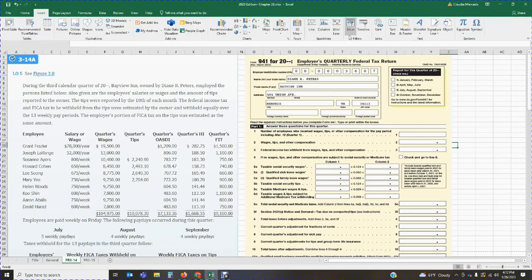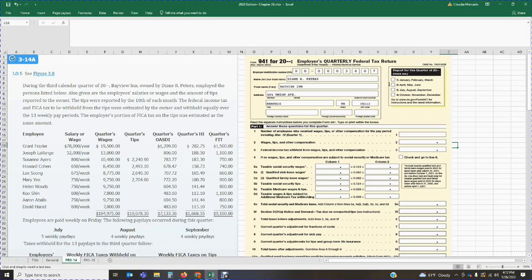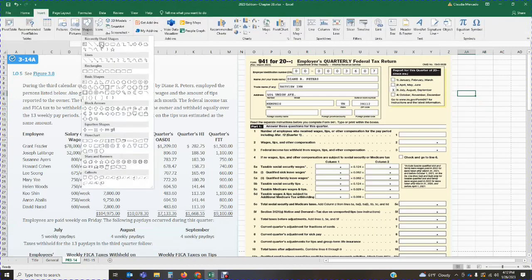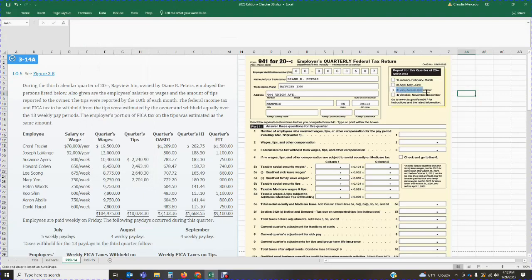So we need to go ahead and we're going to mark. Now I'm going to have to be inserting text boxes, so be a little bit patient because I can't really type on the form. Okay, so we're going to select the third option over here for July, August, and September. Okay, so make sure, I'm going to go ahead and I'm going to border that. That way you know what I'm talking about. We need to choose that option right there.